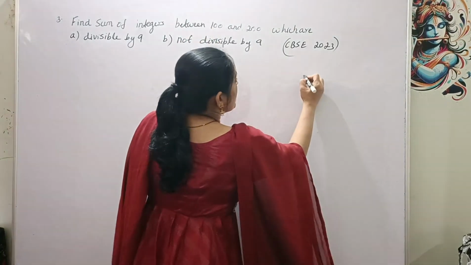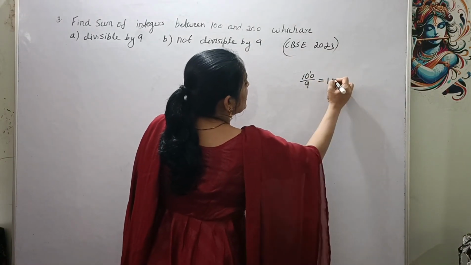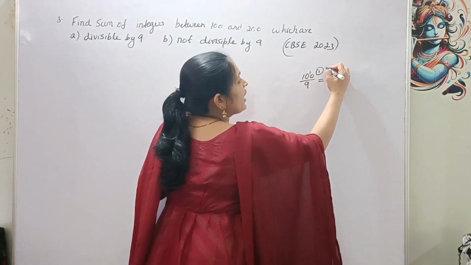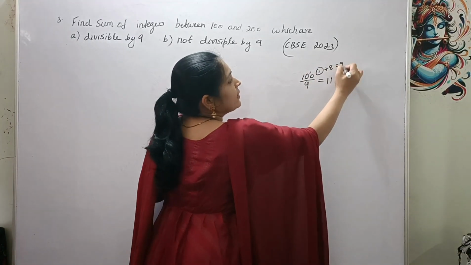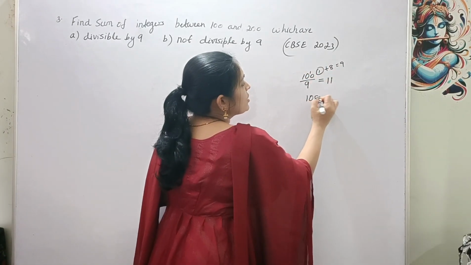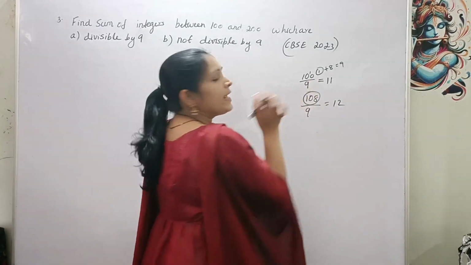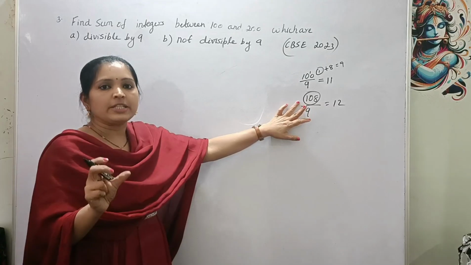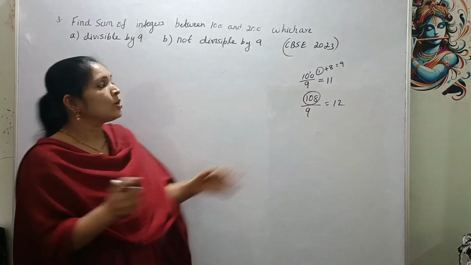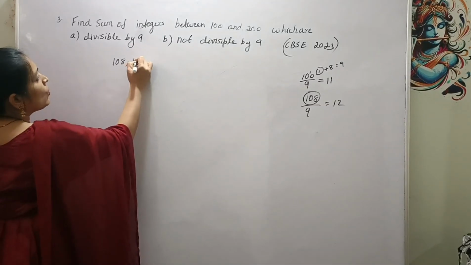How to find? 100 divided by 9: 9 ones are 9, 1 is the remainder. Here we have to add 8 to get a multiple of 9. Therefore, 100 plus 8, 108. 108 divided by 9 is 12. So 108 is the first number greater than 100 which is divisible by 9. Then next is 108 plus 9, 117.